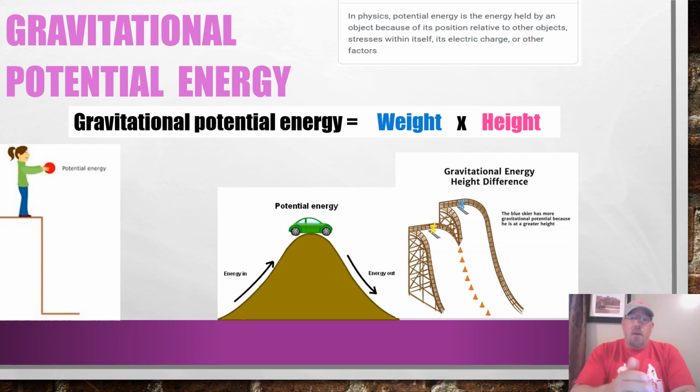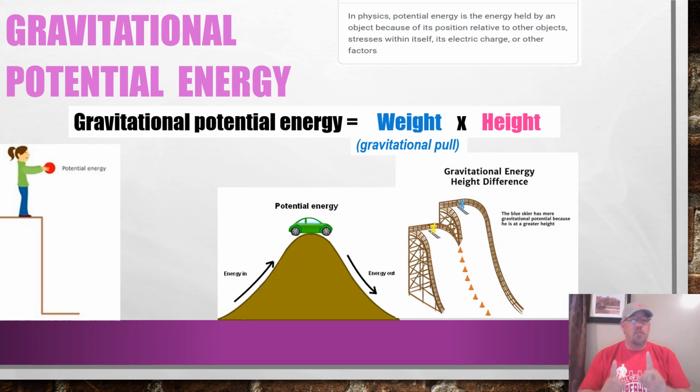So when I talk about how I calculate gravitational potential energy, then I use the idea of weight times my height. Now, notice we didn't say mass, which we talked about previously in these lessons. So once again, let's review weight. Weight is the gravitational pull.